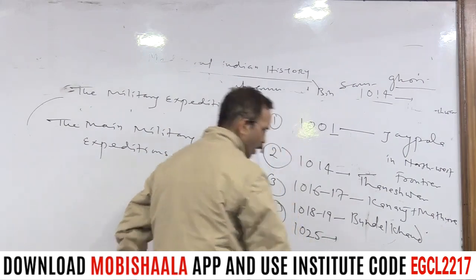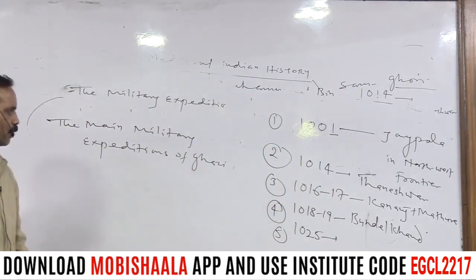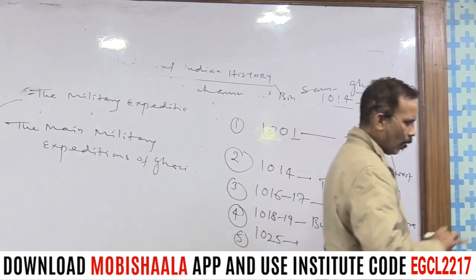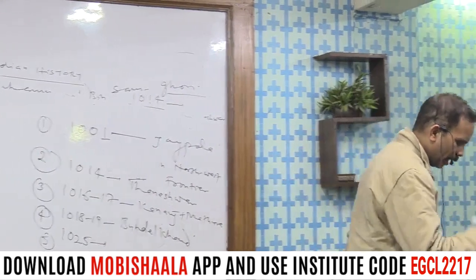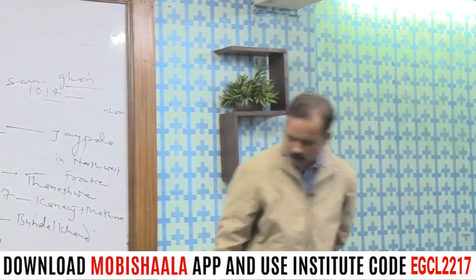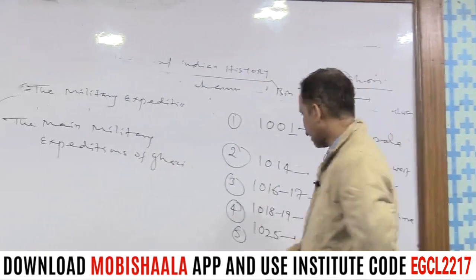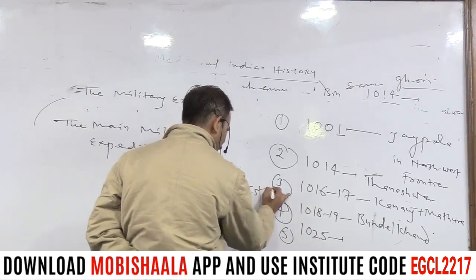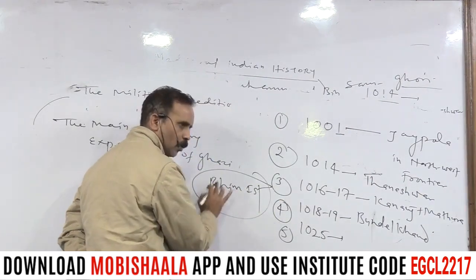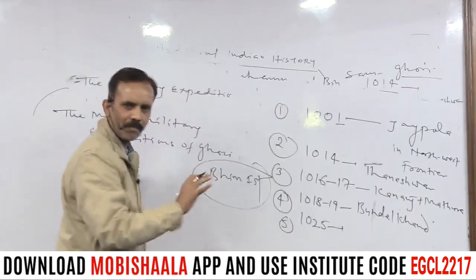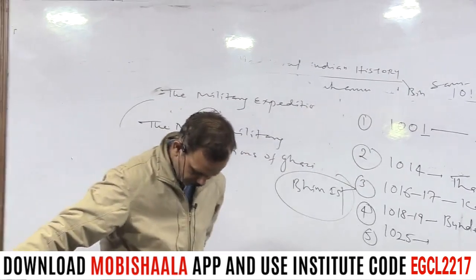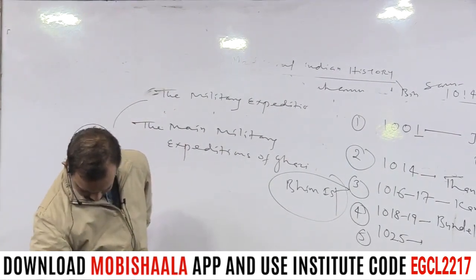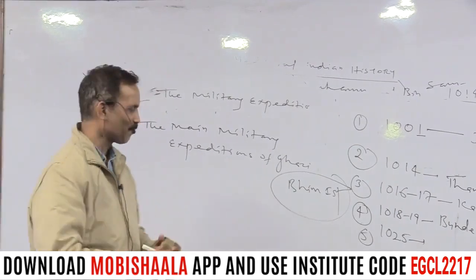Number 5. 1025. Somnath. Ruled by a Hindu Rajput ruler, Bhim first. See? Bhim first. Okay. Next.